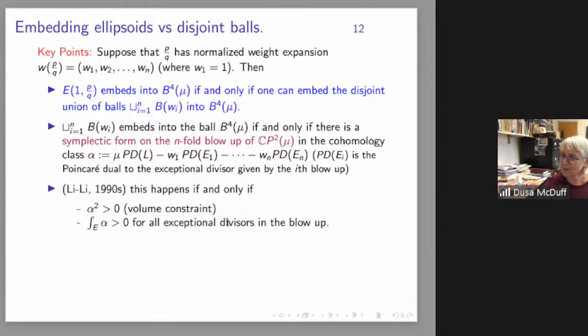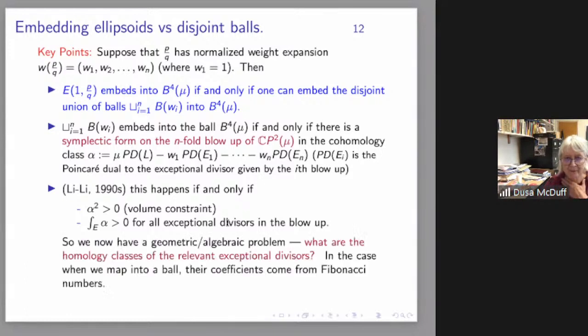Now, the analog of this kind of result in algebraic geometry or Kähler geometry is absolutely not known. I mean, you can say, okay, we've got CP2, I blow it up lots of times. What's the Kähler cone of that? And that is not known. That's a more complicated problem. But in symplectic geometry, those difficulties go away. So we have this beautiful description.